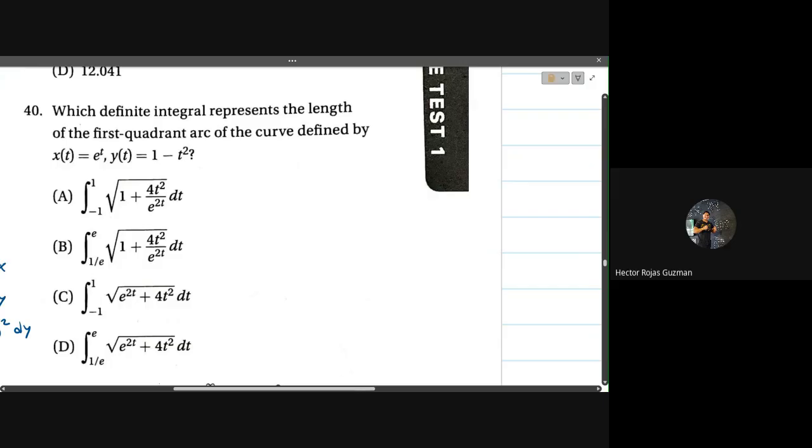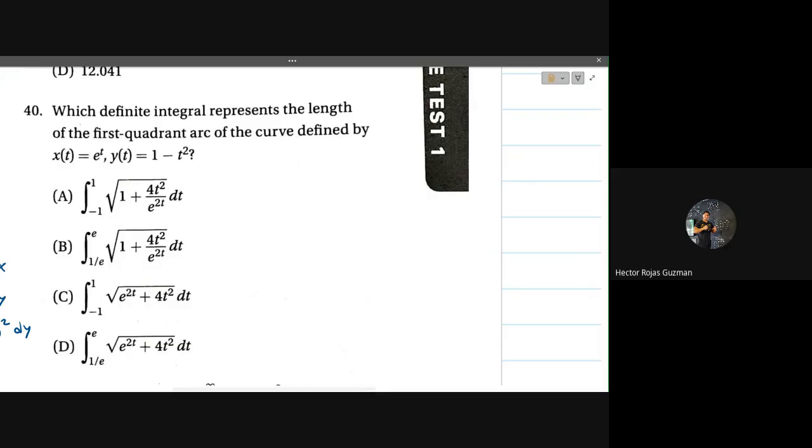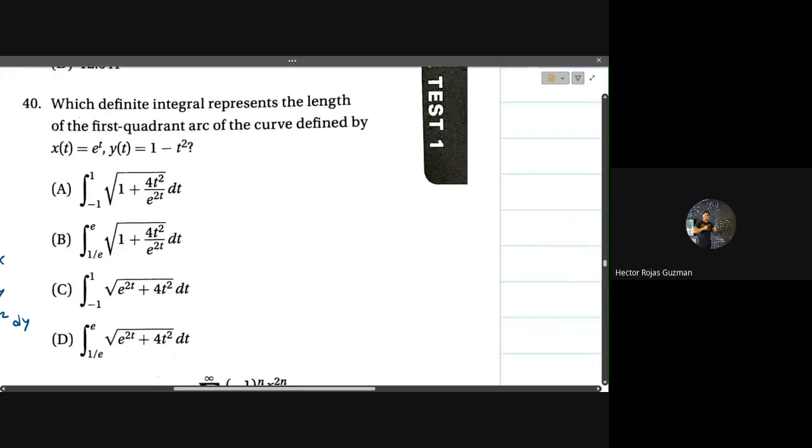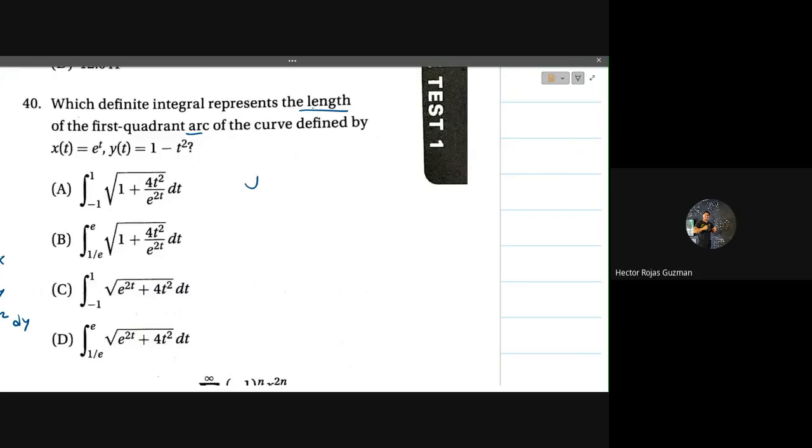Which definite integral represents the length of the first quadrant arc of this curve? The length of the arc is basically integrating speed. So the square root of x prime of t squared plus y prime of t squared.